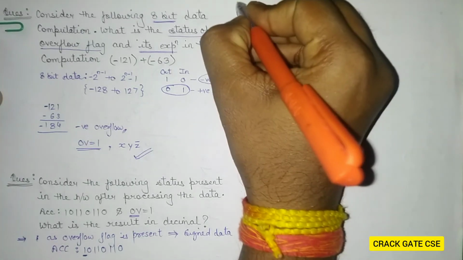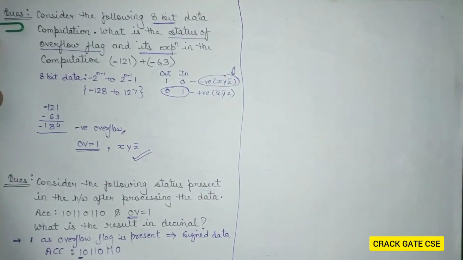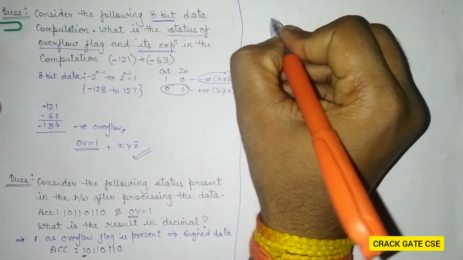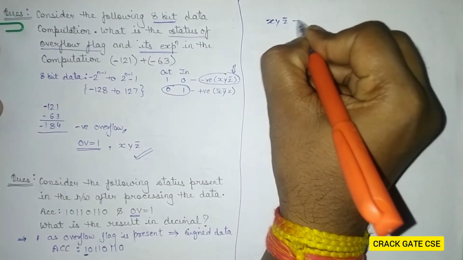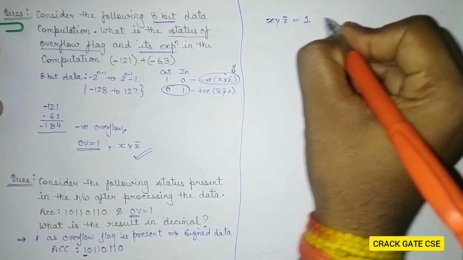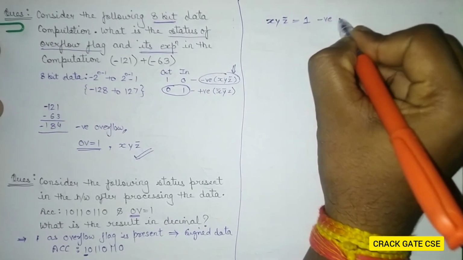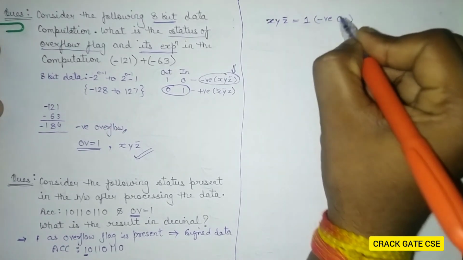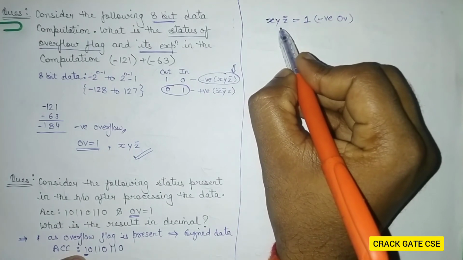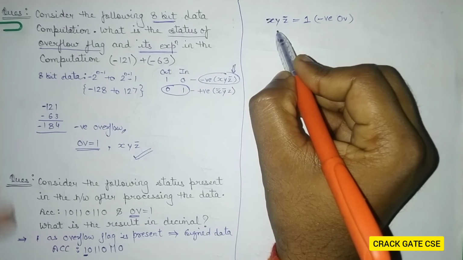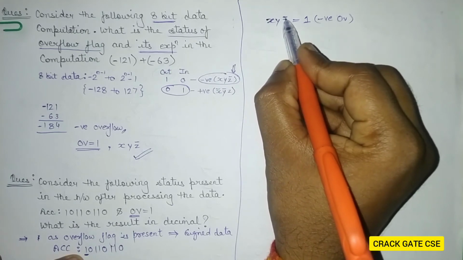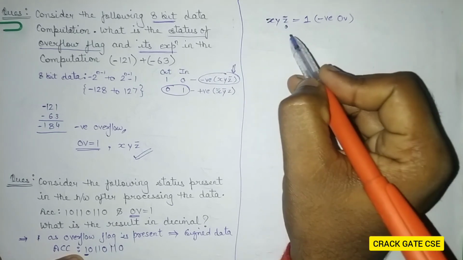So let me write down here once again so that there would be no confusion. If it is x, y, z bar, we say that the overflow is nothing but the negative overflow. So here this value is not 0. This z bar is equal to 1, so this condition does not apply here. z bar has to be 0, but here it is 1.